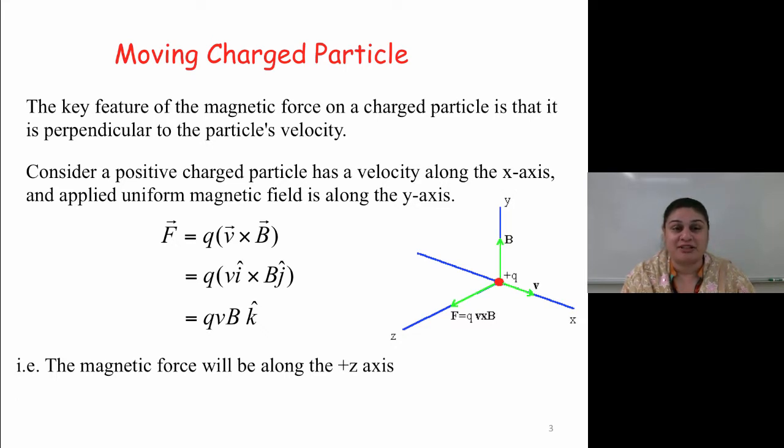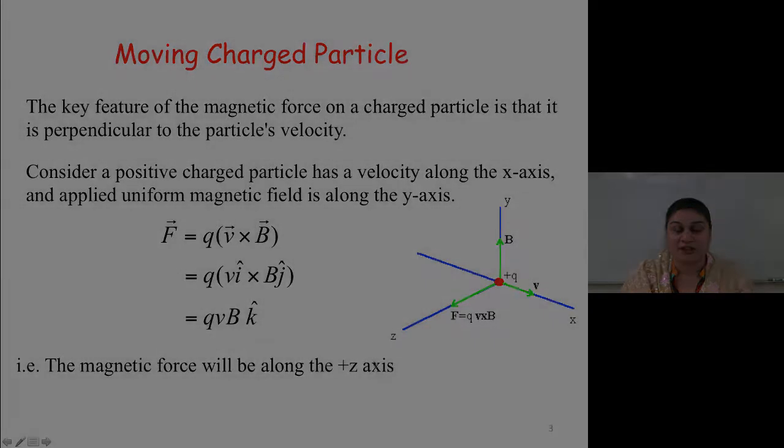to the particle's velocity. Consider a positive charged particle that has velocity along the x-axis. The applied uniform magnetic field is along the y-axis. Then F equals QV cross B gives us QV i unit vector times B j unit vector, or QVB times k. We all know that i times j equals k. The magnetic force will be along the positive z direction.